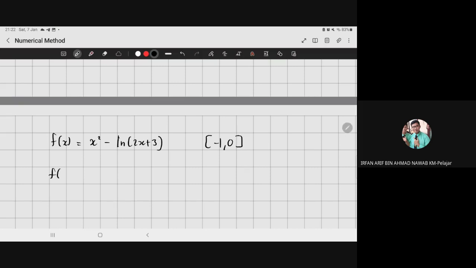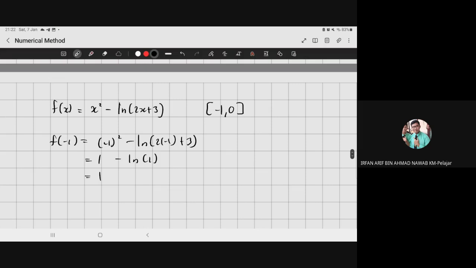So we show f of -1 is -1 to the power 2 minus ln of 2 times -1 plus 3. And then from here you can solve. So 1, and ln 1 is 0, if I recall. So 1 minus 0 is 1. So basically f of -1 is larger than 0. That's good. We have found that our first endpoint gives a positive value for f of x. Now let's find f of 0.